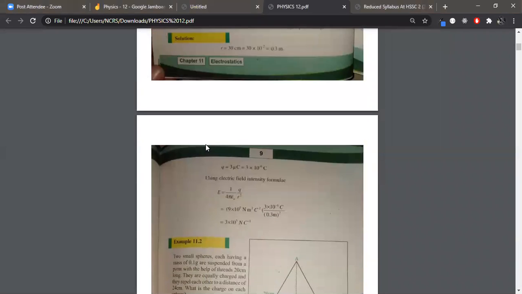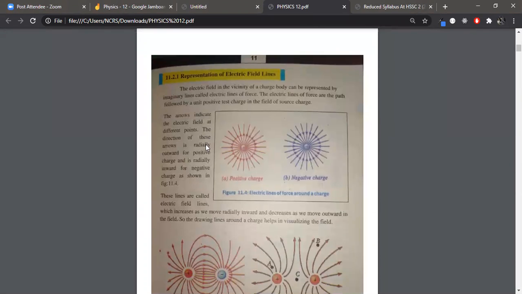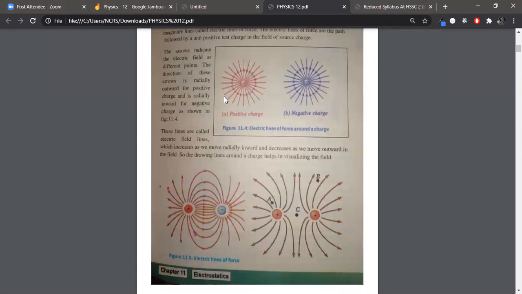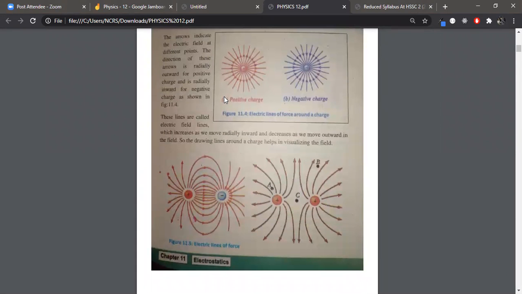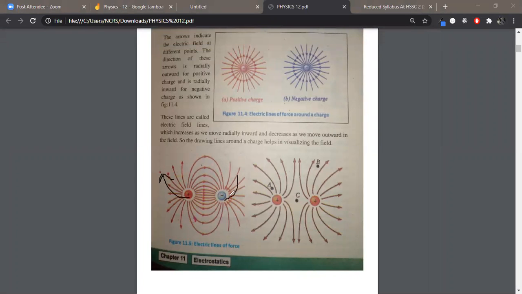That is the concept of electric field. Moving on to the next topic, that is the representation of field lines. I've already explained to you that in case of positive, the field lines are outward, and in case of negative, they are inward. Like you can see here, in case of positive they are outward, and in case of negative charge, they are inward.